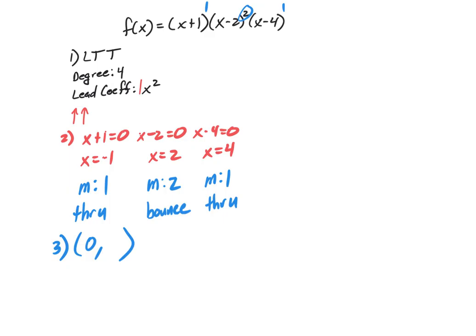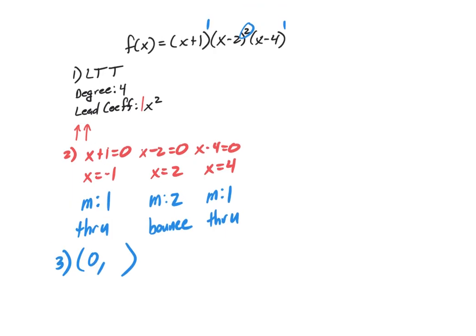Okay, this one's a little bit harder to find the y-intercept. You could probably do it off of the graph, but we could also do it pretty easily here. 0 plus 1 is 1. 0 minus 2 is negative 2, but if I square it, we get 4. 0 minus 4 is negative 4. So 1 times 4 times negative 4 would be negative 16. And that would be our y-intercept. 0, negative 16.